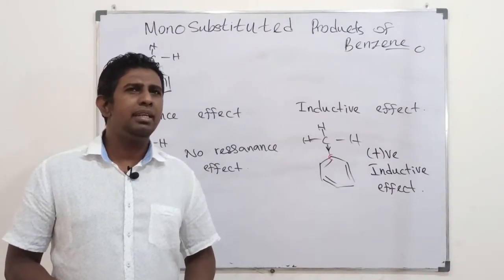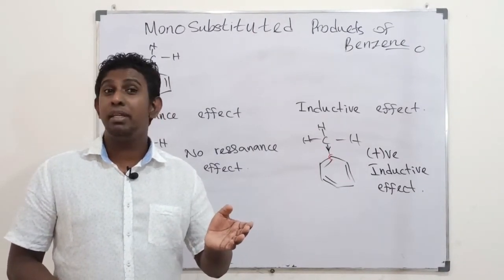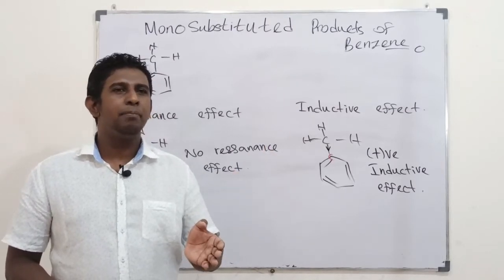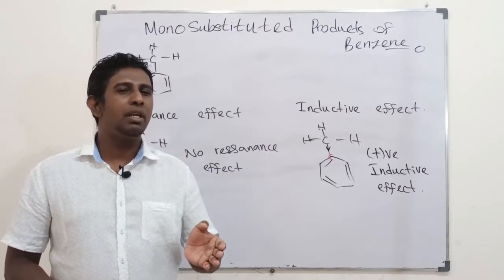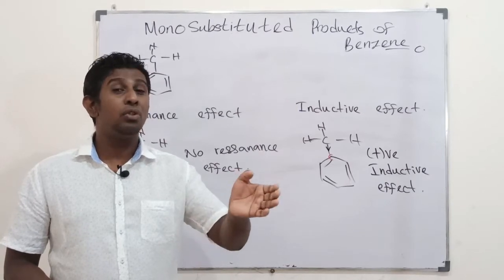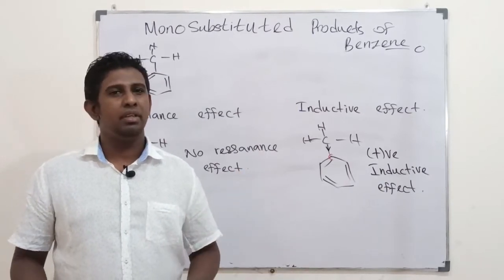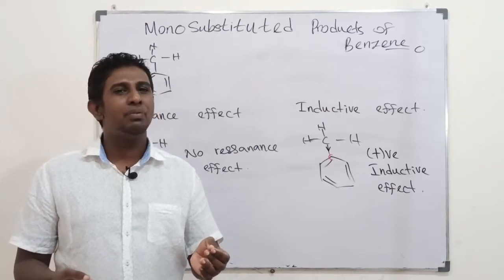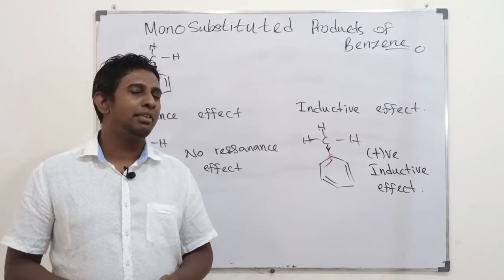Then does it mean that it does not direct the coming electrophile to any site? Or that the coming electrophile could equally get attached to the ortho, meta, and para positions, not being biased, not being favored? No, we can't say that, students.